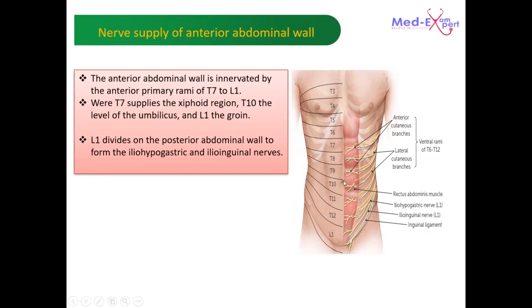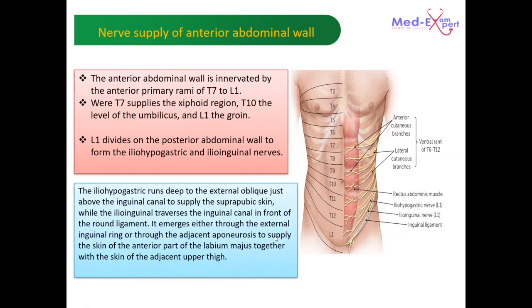Okay, what about the subumbilical area or suprapubic area, like here? It's mainly innervated by L1, where L1 divides on the posterior abdominal wall to form the Ilio Hypogastric and the Ilio Inguinal nerves, okay? This is the Ilio Hypogastric and the Ilio Inguinal. They originate posteriorly from the lumbar plexus, and they originate from, again, the anterior primary rami of L1.